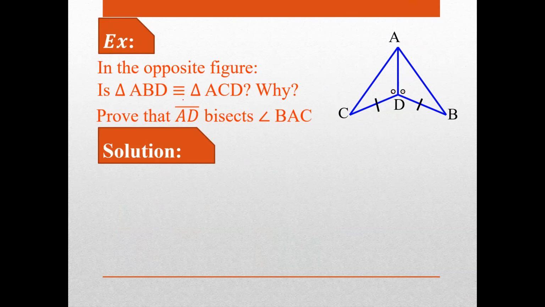But we say when two triangles are congruent, we have cases, and each case has three conditions. But we have two conditions here. Where is the third condition? It's AD. AD is a common side between the two triangles.